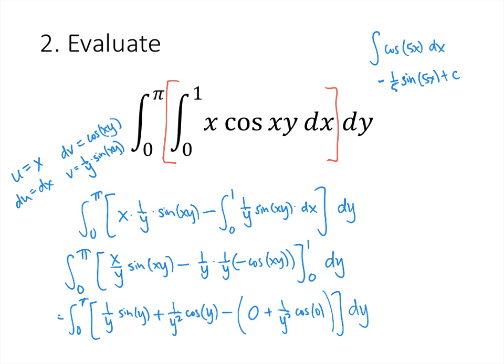But we're going to run into a problem here, because integrating sine of y over y and cosine of y over y squared, both of those are very difficult integrals that we don't really have good techniques to evaluate. So we've done all this work, and we get stuck at this point.